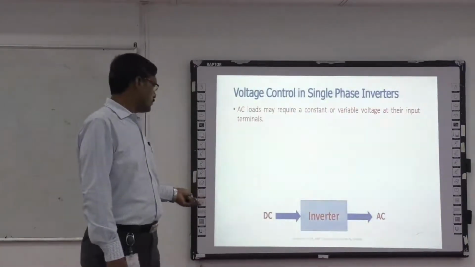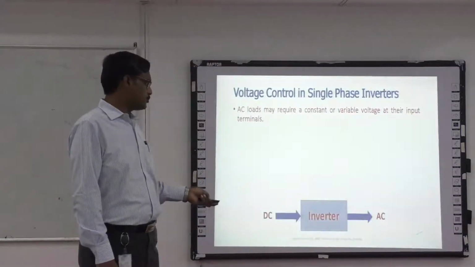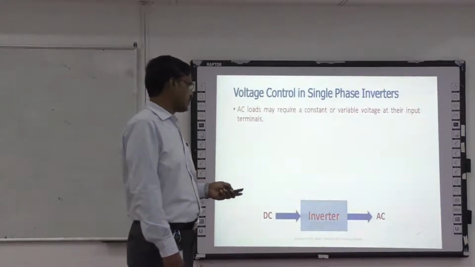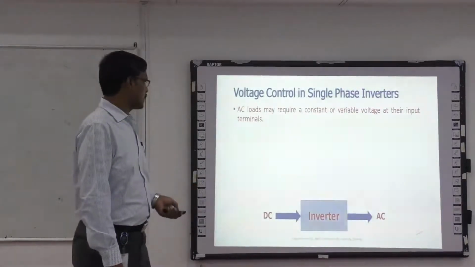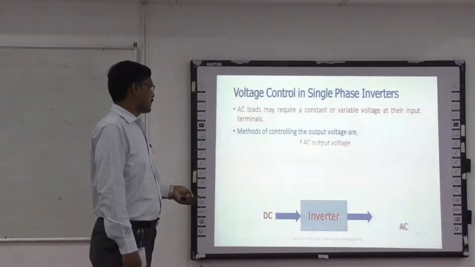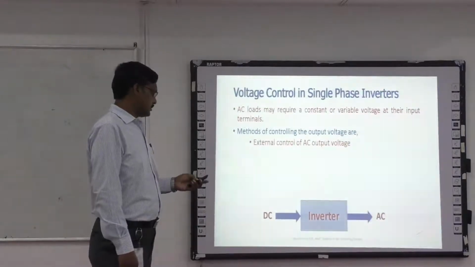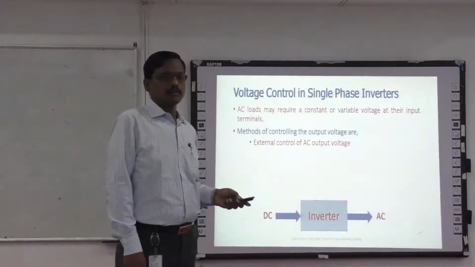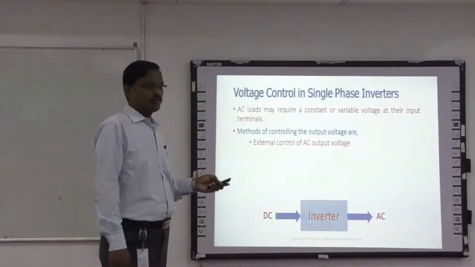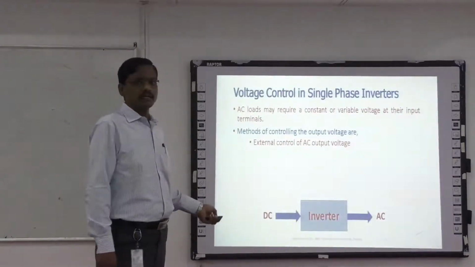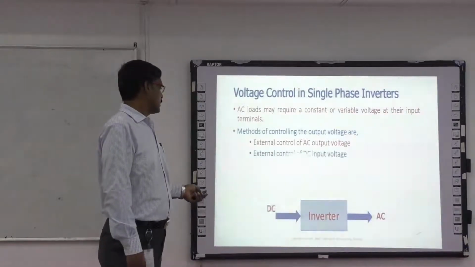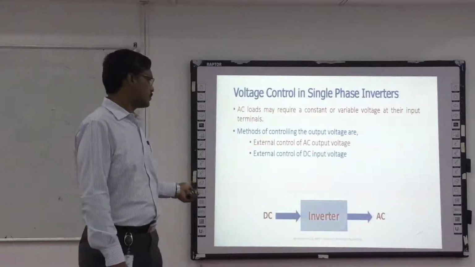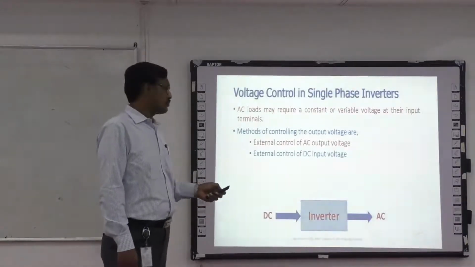Whatever the input may be, the output should be based on your load. The output should be suitable for your load. So we are going for voltage control by different methods. The first method is that we can control the AC output voltage externally, that is, external control of AC output voltage. The second method is that we can control the input DC voltage externally, so that we can get different output voltages.